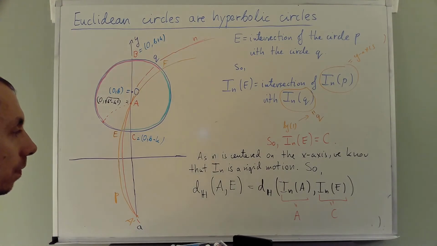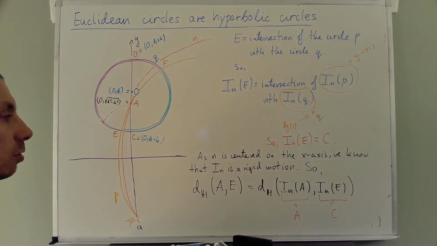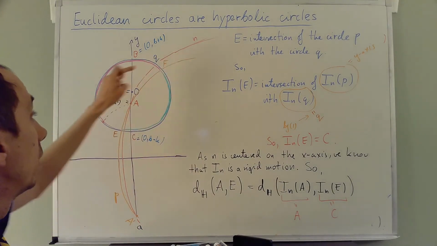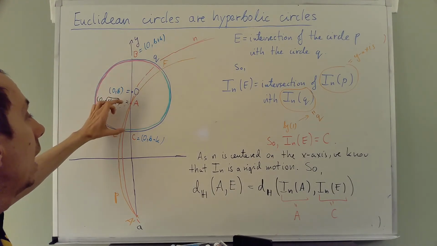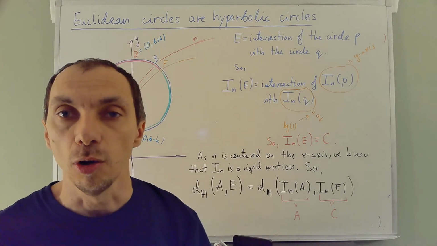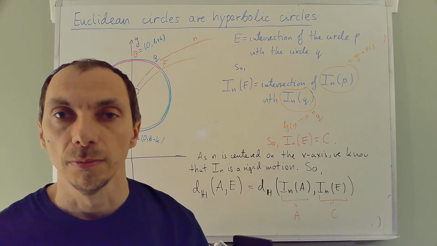But I know that this length is always equal to the distance from A to C, so it's constant. So this proves that all the points on Q have the same hyperbolic distance from A as the point C does. So they all have the same distance from A. In other words, Q is a circle, a hyperbolic circle.